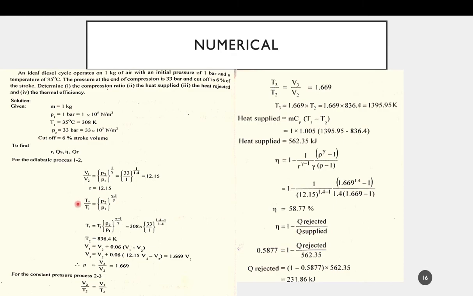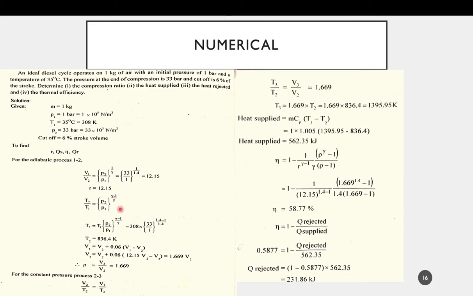Now again applying the temperature-pressure relationship for the reversible adiabatic process 1 to 2. T2 by T1 is equal to P2 by P1 raised to gamma minus 1 by gamma. From this, T2 is equal to T1 into P2 by P1 raised to gamma minus 1 by gamma. Temperature T1 is given in the question as 308 Kelvin, and the pressure ratio P2 by P1 is also known. So temperature T2 is equal to 836.4 Kelvin.